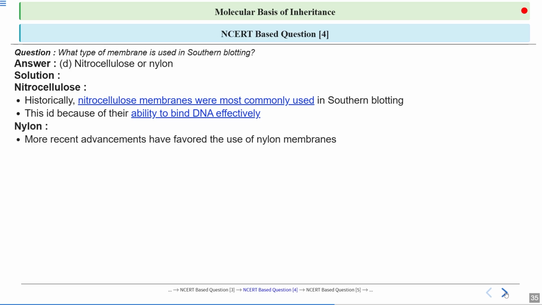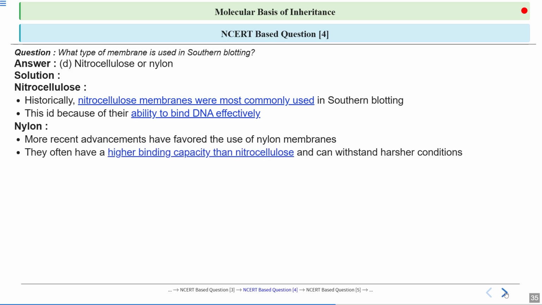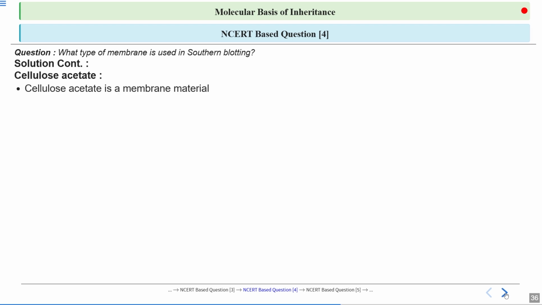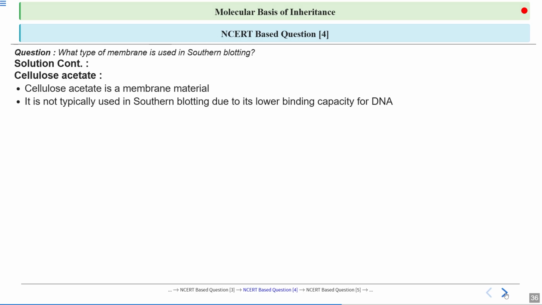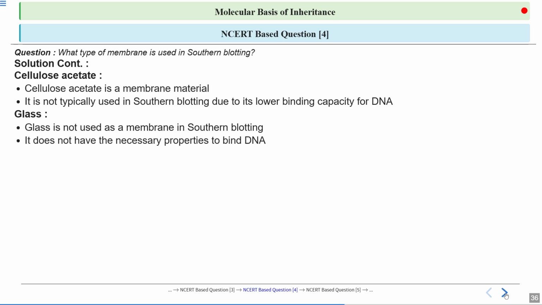If we talk about nylon, more recent advancements have favored the use of nylon membranes. They often have a higher binding capacity than nitrocellulose and can withstand harsher conditions. Cellulose acetate is a membrane material, but it is not typically used in Southern blotting because it doesn't have a very high binding capacity for DNA. Glass is not used as a membrane in Southern blotting, as it does not have the necessary properties to bind DNA. Plastic is also not suitable for Southern blotting.